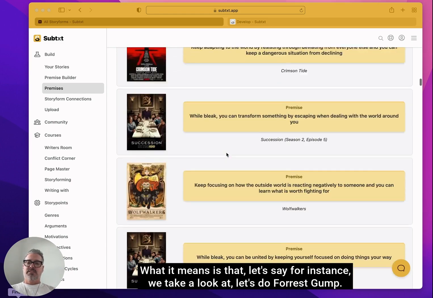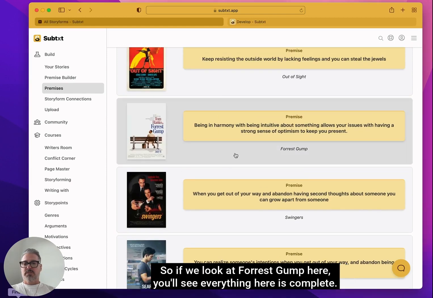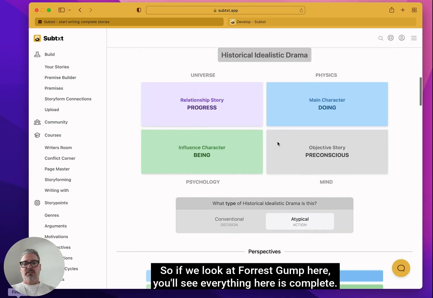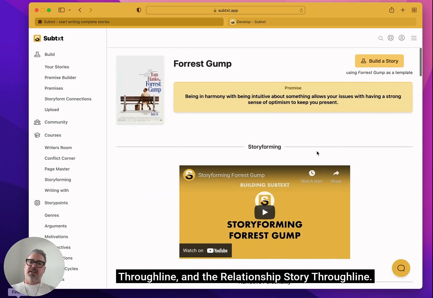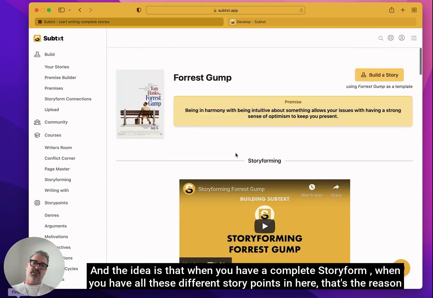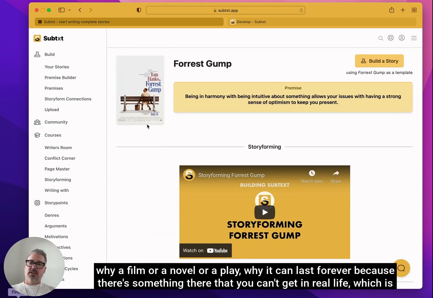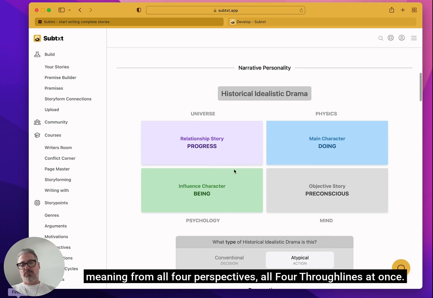What it means is that, let's say, for instance, we take a look at Forrest Gump. If we look at Forrest Gump here, you'll see everything here is complete. You have the main character through line, influence character through line, objective story through line, and the relationship story through line. And the idea is that when you have a complete story form, when you have all these different story points in here, that's the reason why a film or a novel or a play can last forever, because there is something there that you can't get in real life, which is meaning from all four perspectives, all four through lines at once.